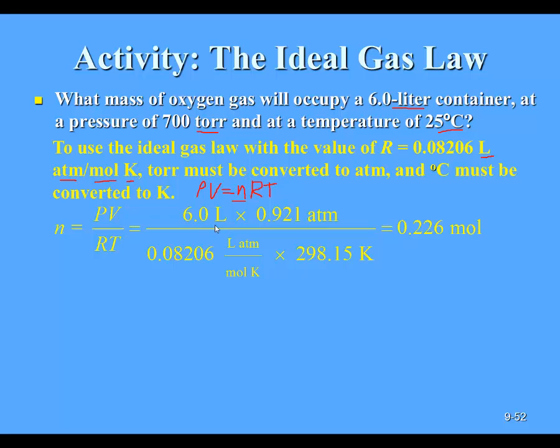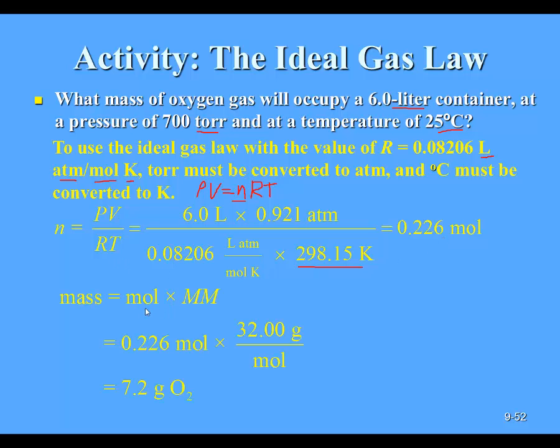Okay, so I had 6.0 liters, which was given. However, I had to convert 700 torr to atmospheres. Now, to convert from torr to atmospheres, remember there's 760 torr for every 1 atmosphere. So I divided by 760 torr for that 1 atmosphere. I ended up with 0.921 atmospheres. It makes sense that it's smaller than 1 since I had a value less than 760. Then I'm dividing by my gas law constant, 0.08206, and by my temperature in Kelvin of 298.15 Kelvin. So I end up with a number of moles equal to 0.226 moles.